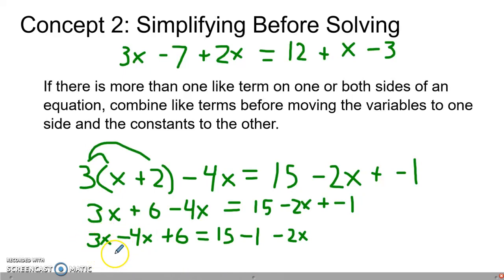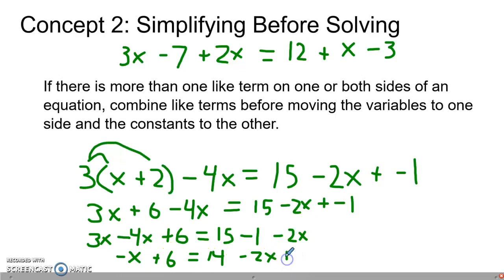After that, you can combine your terms. So 3x minus 4x is going to be a negative x, or a negative 1x, plus 6 equals 15 minus 1 is 14. And then we still have our minus 2x. Now that we've got it simplified so we don't have any like terms on either side, so we've got one constant and one variable, and one constant and one variable. We can't combine on either side anymore, so we're going to start moving our variables together and moving our constants.